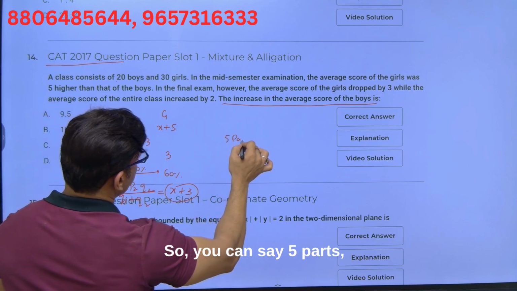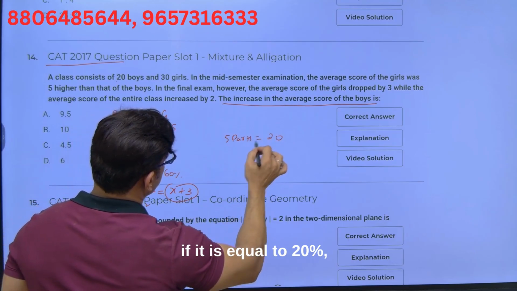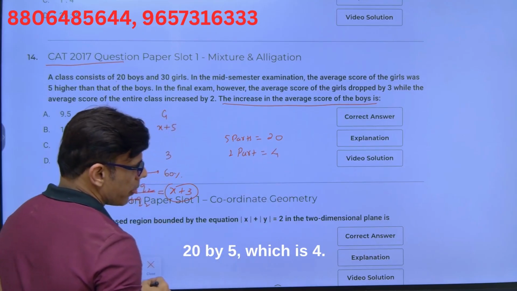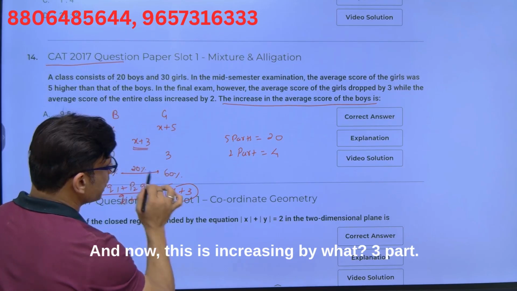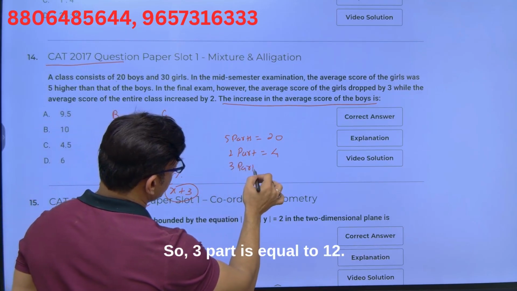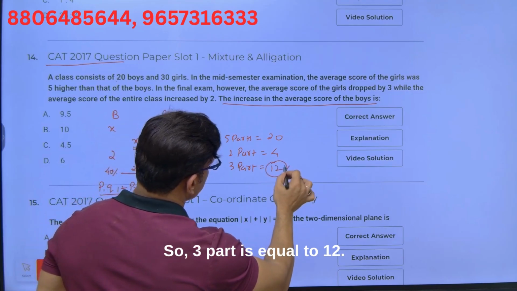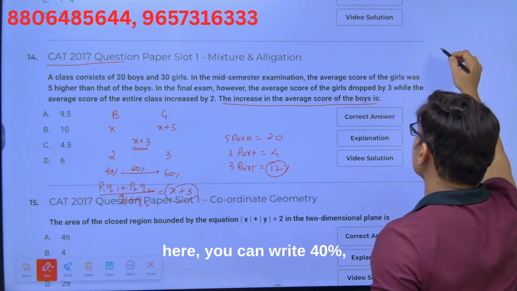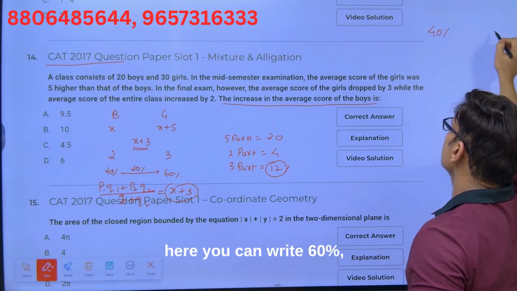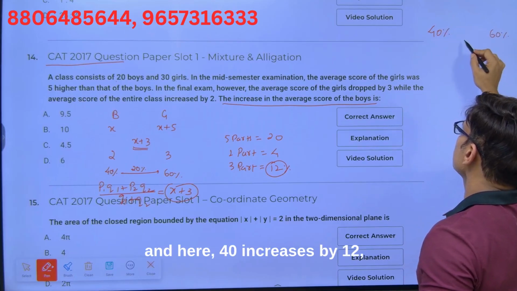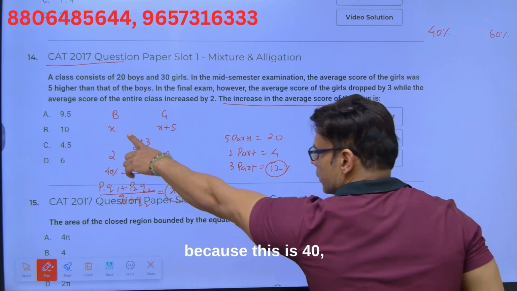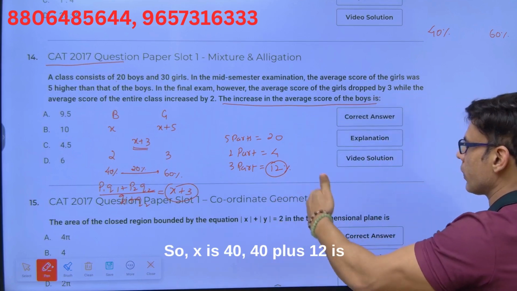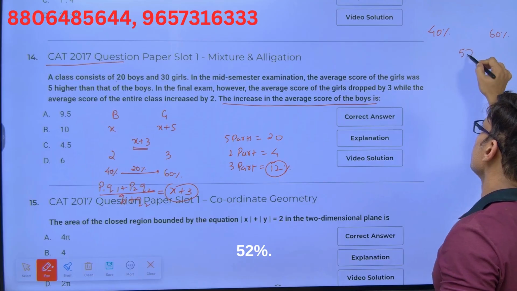So if 5 parts equal 20%, one part will be equal to how much? 20 by 5, which is 4. And now the average is increasing by 3 parts. So 3 parts is equal to 12%, right? So here you can write 40%, here 60%, and 40 increases by 3 parts and 3 parts is 12. So 40 plus 12 is 52%.